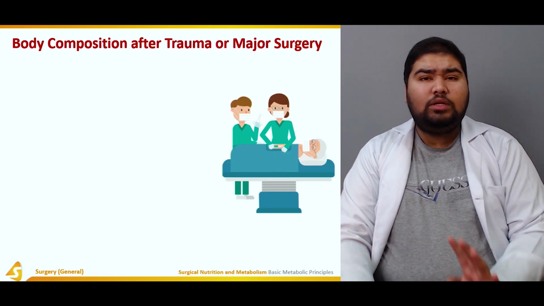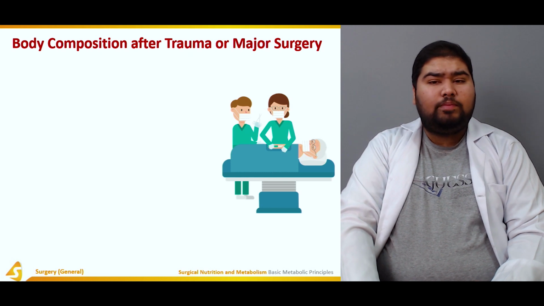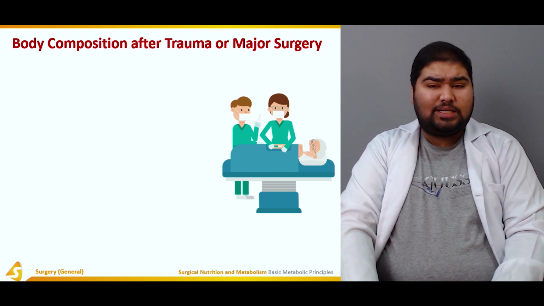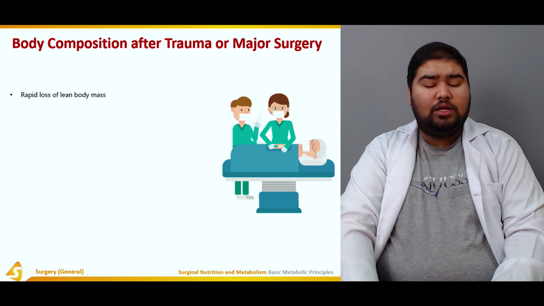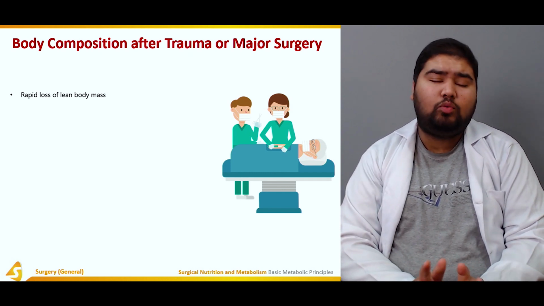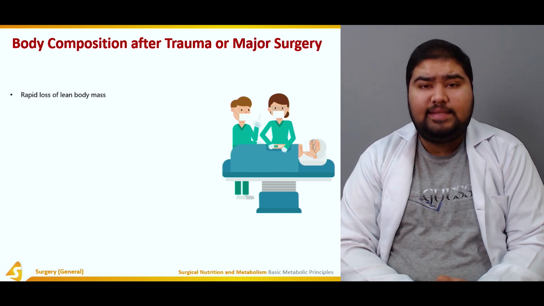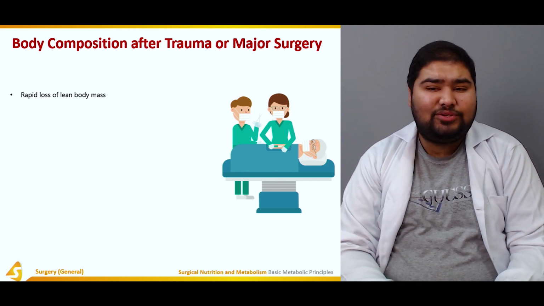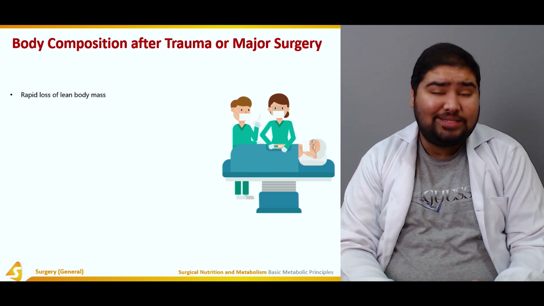Now, what is the body composition after trauma or major surgery? Let's see what changes occur. So there's rapid loss of the lean body mass. So why does that happen? Surgery comes as a stressor. Trauma comes as a stressor.